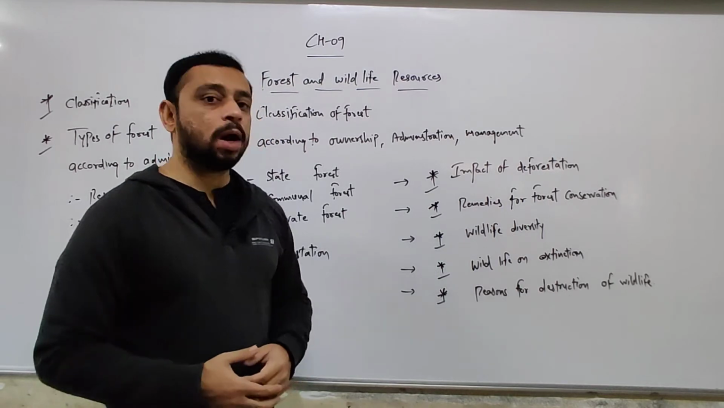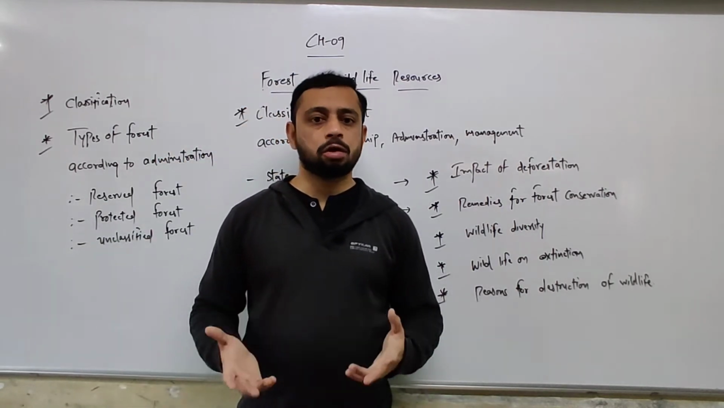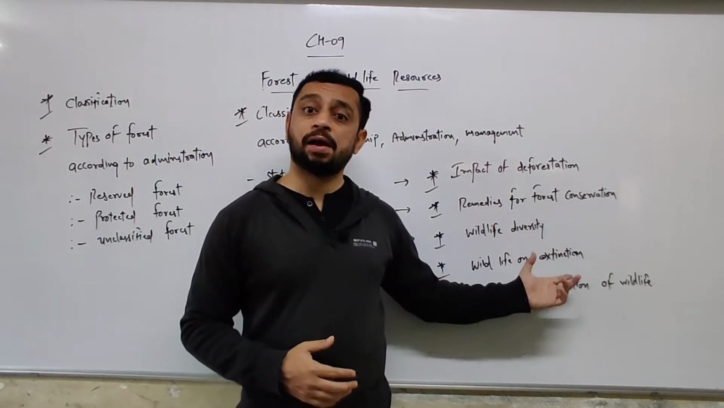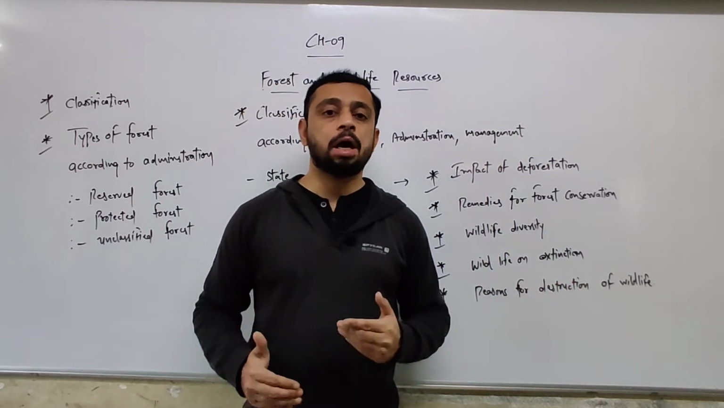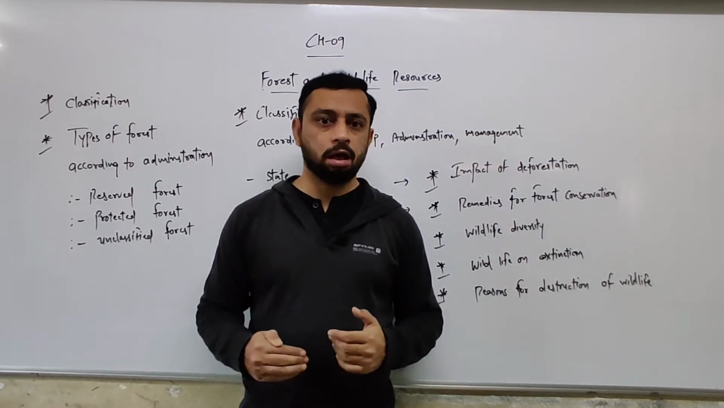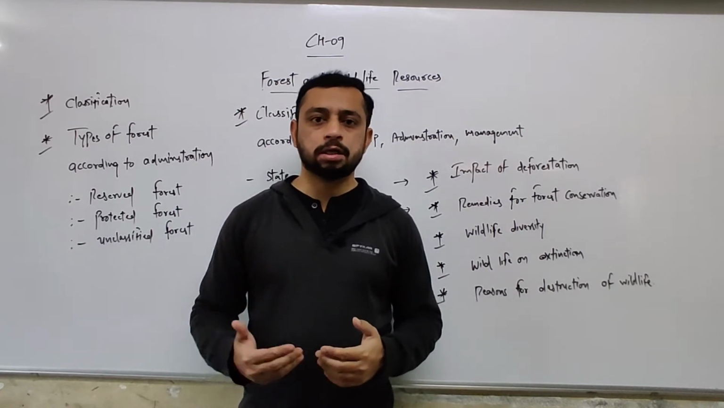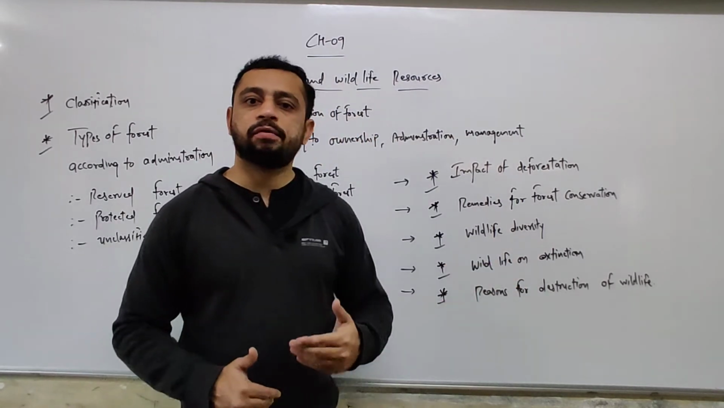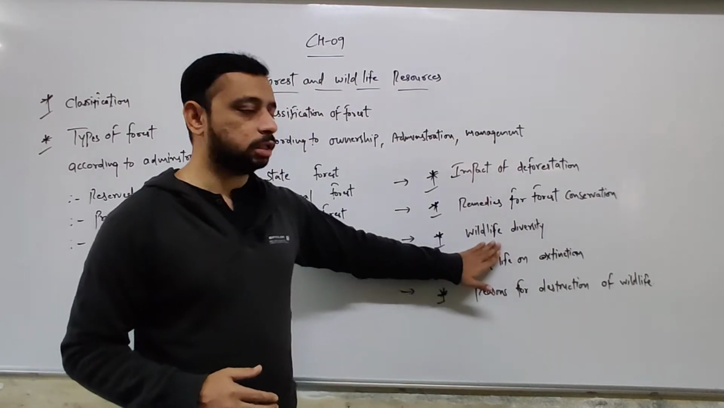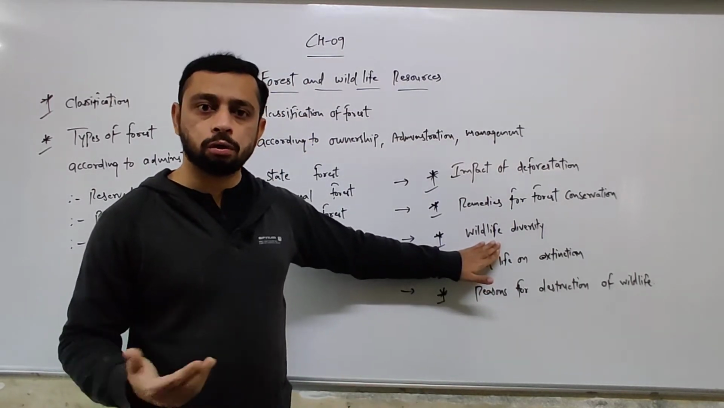Point number 3, that is wildlife diversity. The next concept that we are going to learn is wildlife diversity. This is something new. Now we are slowly moving towards the main theme of this chapter, that is wildlife resources, right? So first we'll try to understand what wildlife is and what the different types of diversity are. So this is the third topic that we are going to learn.